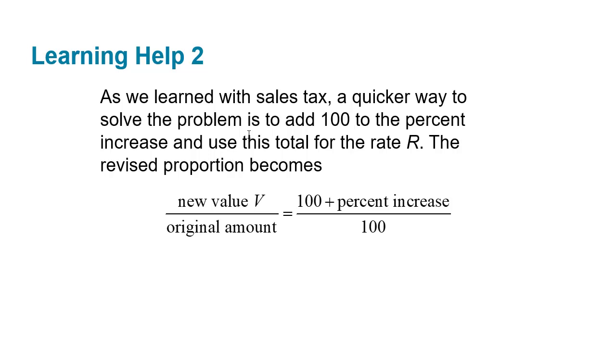So this is going to formalize what we were talking about when we're adding sales tax. It's really just adding that increase, and it doesn't matter if it's sales tax or whatever. We can always just set it up as 100 plus whatever it is. That's going to be our new amount, and then we can multiply like normal.